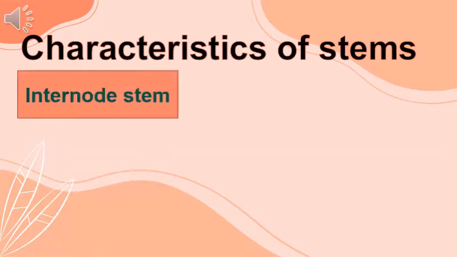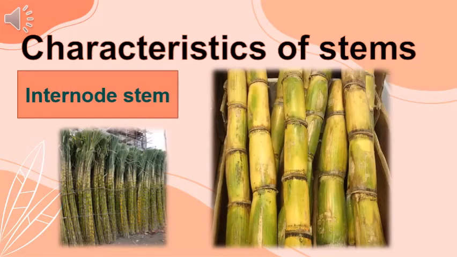Internode stem. Look at the picture. This is the example of an internode stem, a sugar cane. Look at the stem. It looks like it is connected. It seems that they are joined together. This is what you call internode stem.